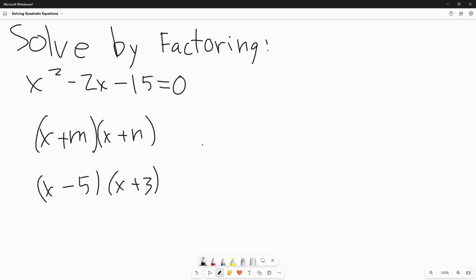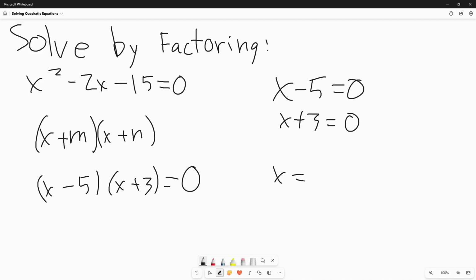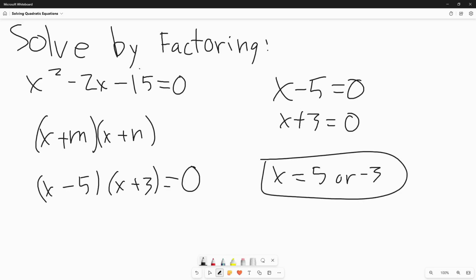And once you do factoring more and more, this will just come to you naturally, and you'll be able to solve these faster and faster. But look, negative 5 plus 3 is negative 2, and negative 5 times 3 is negative 15, so this works. It's equal to 0, and we said x minus 5 is equal to 0, or x plus 3 equals 0, which means x equals 5 or negative 3. And this is how you solve this quadratic equation by factoring.